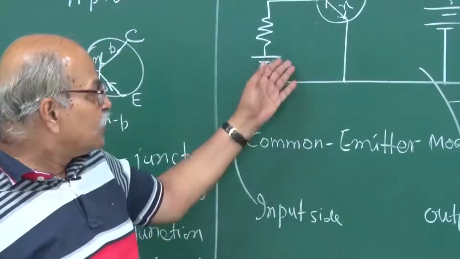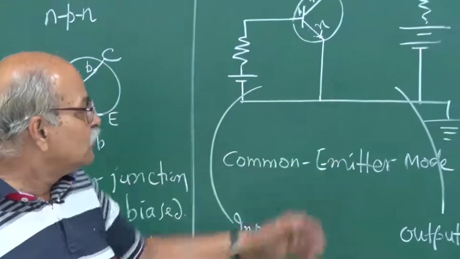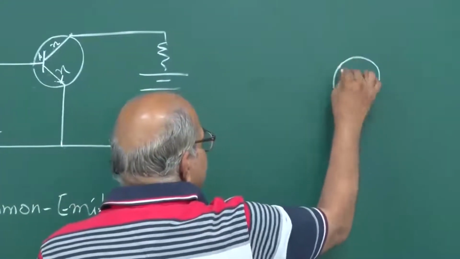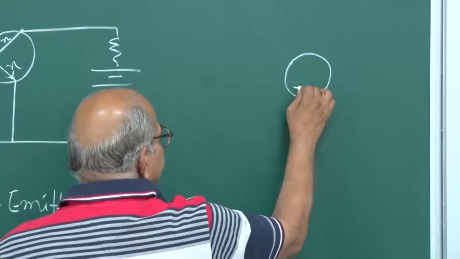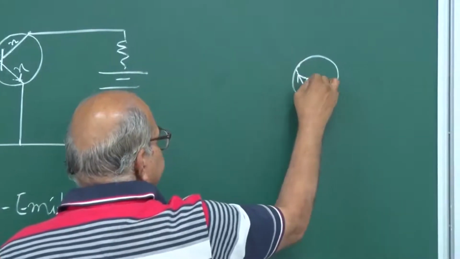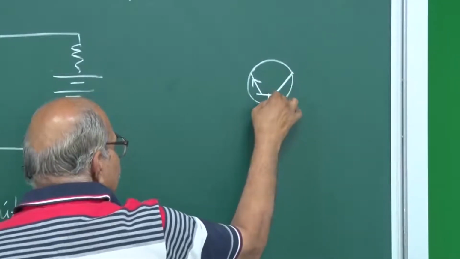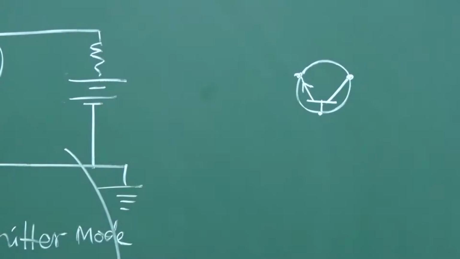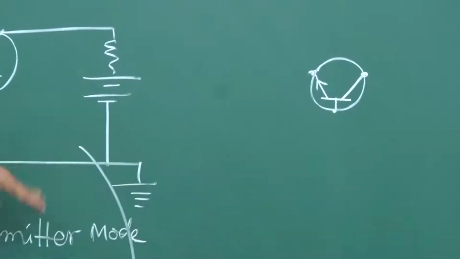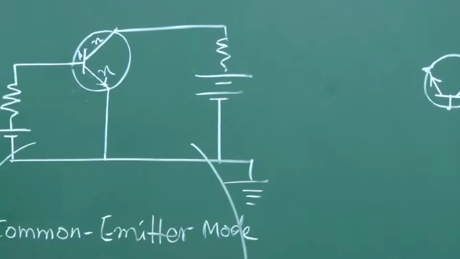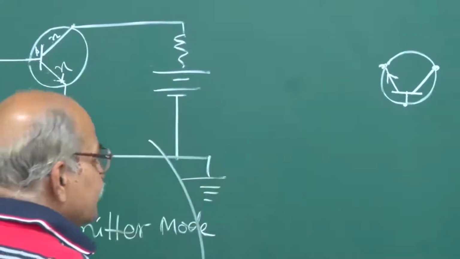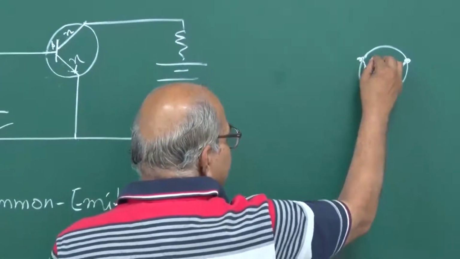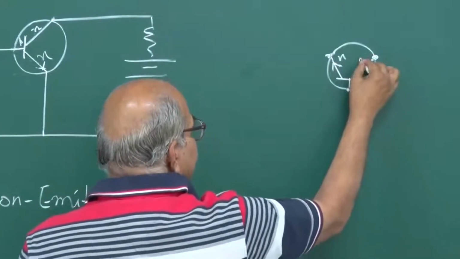If you try to connect in common base mode, then let me draw the transistor in this fashion. Okay, so this is the transistor, and because I want to make all my voltages below the symbol, that's why I rotated it by 90 degrees. This is the base, and this is an NPN transistor. So this is N, this is P, and this is N.